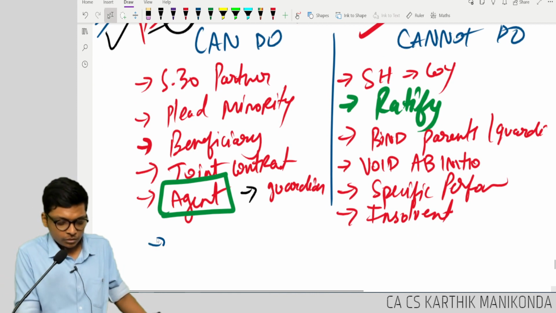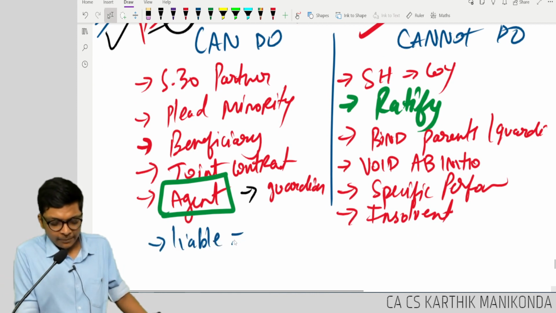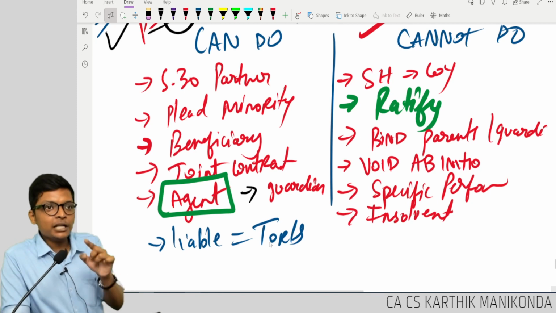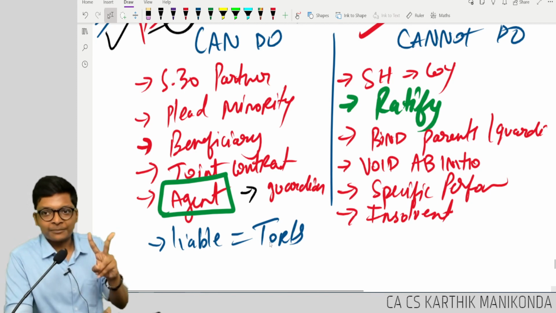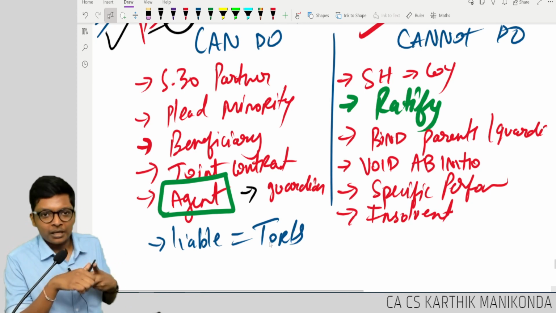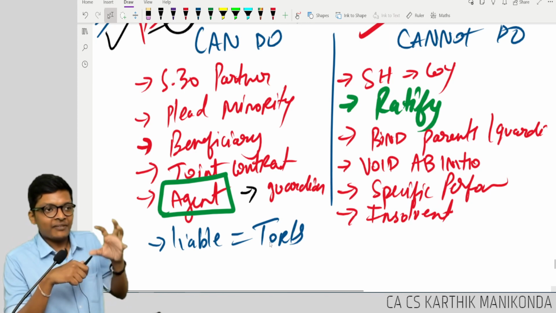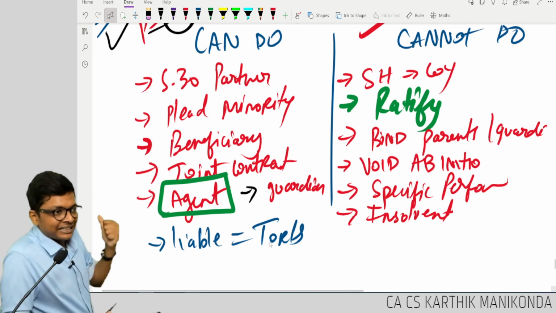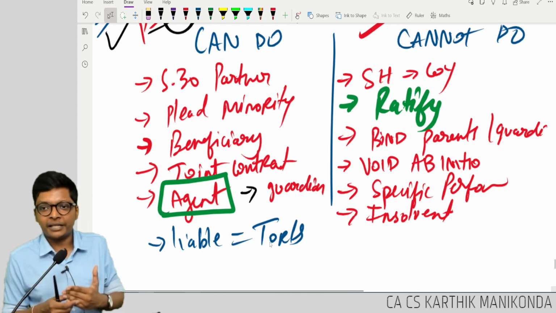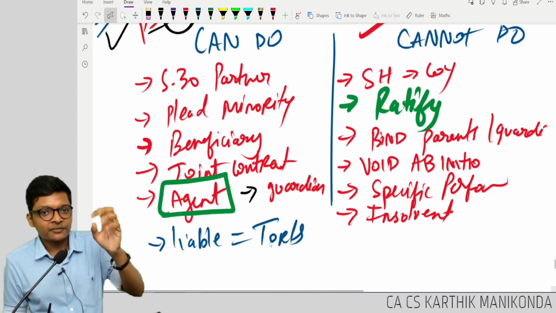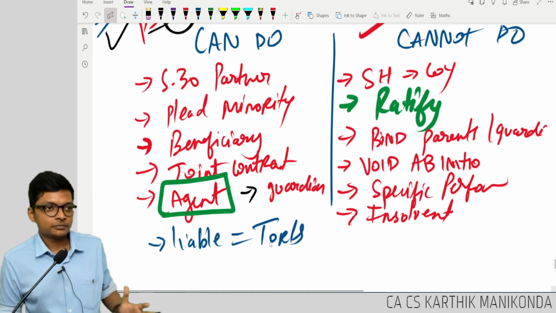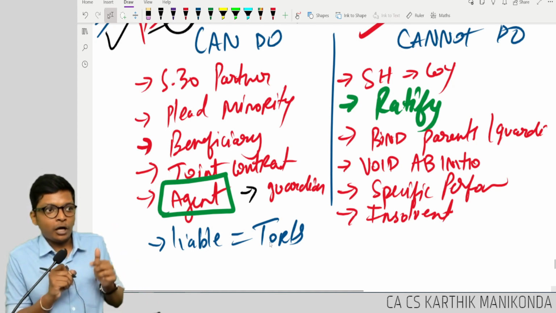A minor is liable for torts. What is a tort? A civil wrong. There are two kinds of wrongs, guys. Civil and criminal. Criminal like kidnap, murder, those kinds of things where you will be arrested and put in jail. For a civil wrong, they won't put you in jail. For example, I am playing cricket in my building. The ball went and hit the neighbor's window. The neighbor is saying, give money, and I say, I am a minor, I won't give. It's a tort, liable for torts.